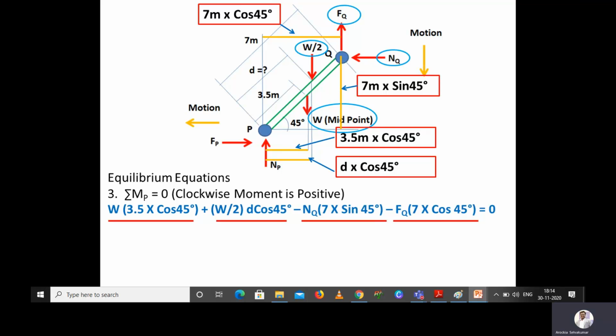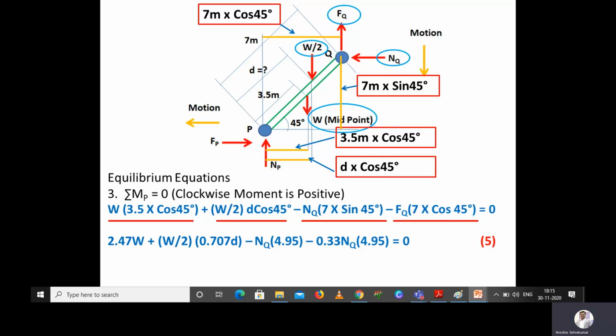At the same time, when you are holding the ladder at point P and rotation is permitted, the forces Nq and Fq will make the ladder rotate in the counterclockwise direction, so they are negative. We have assumed clockwise moment as positive. In some books, clockwise moment will be negative and counterclockwise moment will be positive, but we are assuming clockwise moment is positive. You have to assume correctly and then substitute the values, because direction is important.